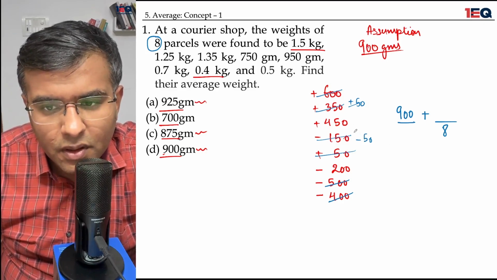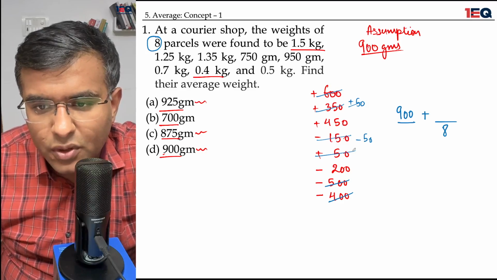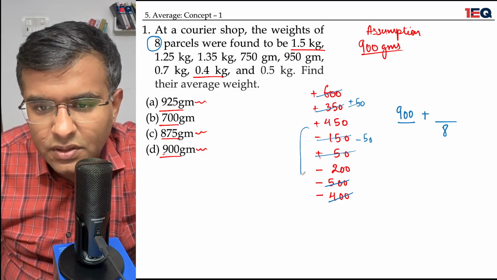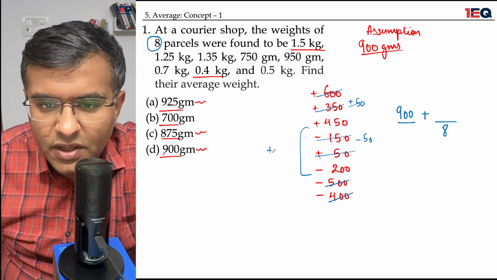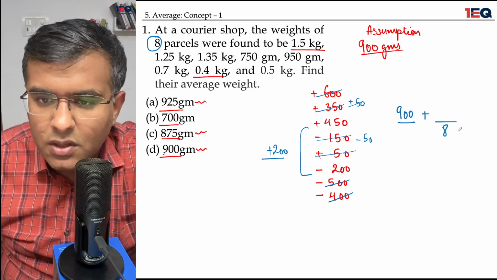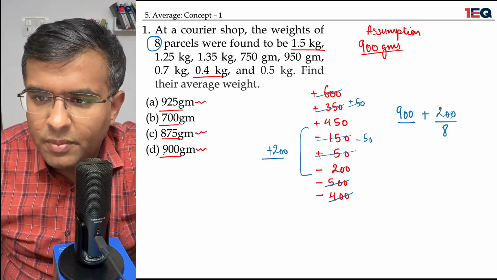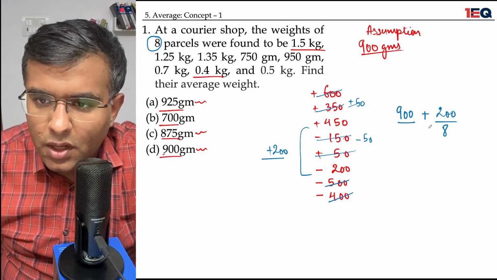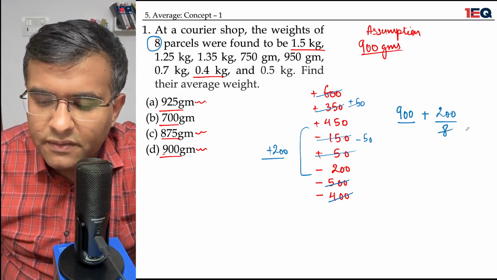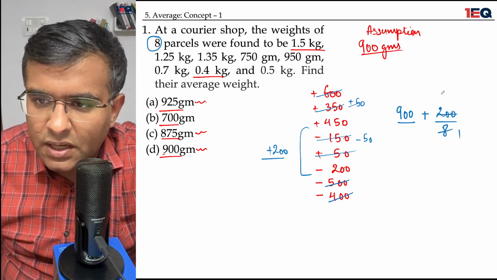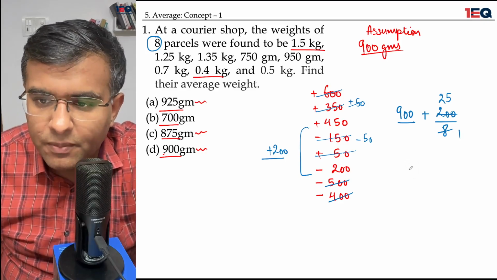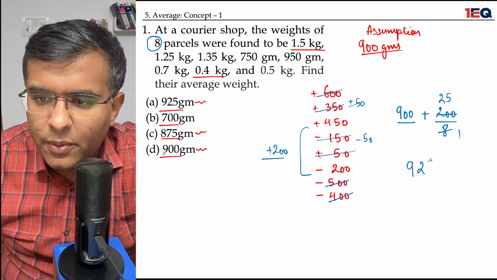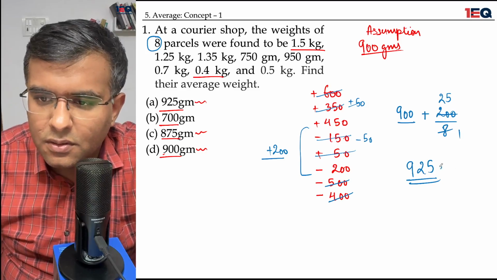Yeah, I have plus 400, minus 200, sorry, plus 450 minus 250. That would give me a plus 200. So plus 200 would be my output. Now 200 divided by 8 gives me 8 ones are 8, 8 2s are 16, and 8 fives are 25. Sorry, 8 fives are 40. So I'll get 925 as my answer.